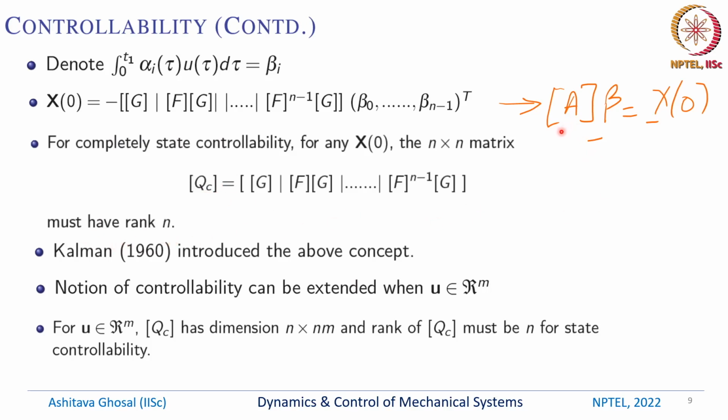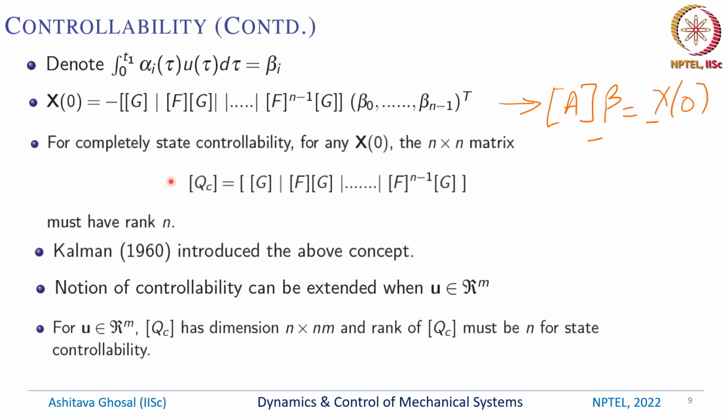Why? Because we have an equation like Ax is equal to b, where b is some arbitrary vector. For a solution of this to exist, that means if I need to solve this linear equation Ax equals b, the rank of this matrix A must be n, because this is n by 1, beta is also n by 1, so this must be full rank. So that is what is mentioned here. The rank of this matrix G, F into G, and so on must be full.